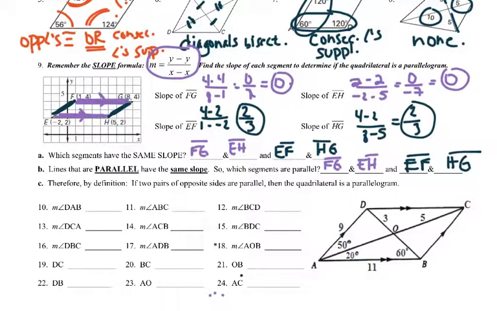And you might say, why do we have to do all that? That's showing that it's a parallelogram. It's another way to show that the shape is a parallelogram. Opposite sides had the same slopes. So that's kind of what we said here. Therefore, by definition, if the two pairs of opposite sides are parallel, then we have a parallelogram.